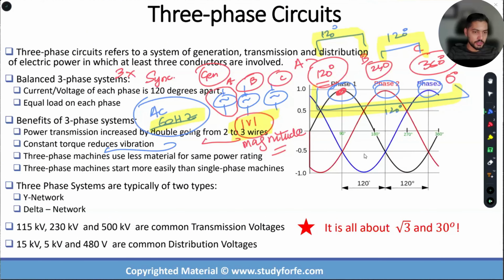In simple terms, that's how you can think about it. Okay, and power is a big thing. Three-phase machines use less material for the same power ratings. Three-phase machines start more easily.